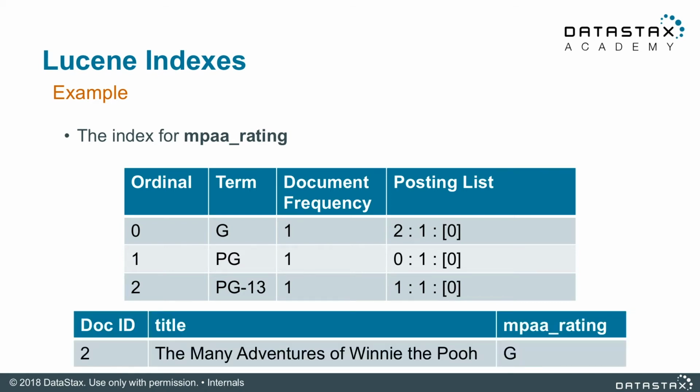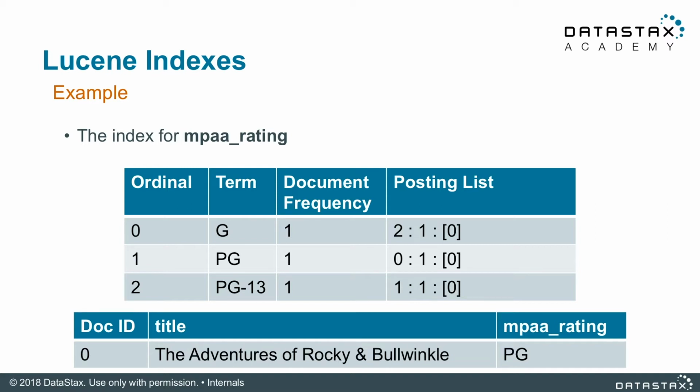Looking at our first term, G, it has a document frequency of 1 since it only shows up in one of the rows. The postings list shows the document ID the term shows up in, the term frequency of the document, which is 1, and the term position, which is 0, and is at the very beginning of the text. The second term is PG, which also has a document frequency of 1. The postings list shows the document ID of 0, term frequency of 1, and a term position of 0.